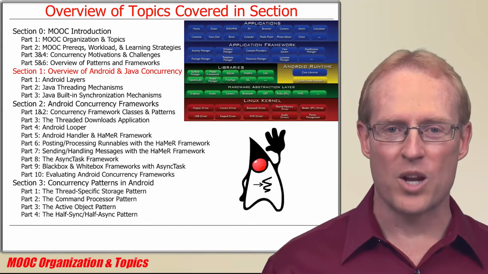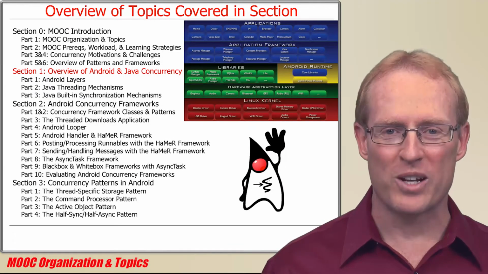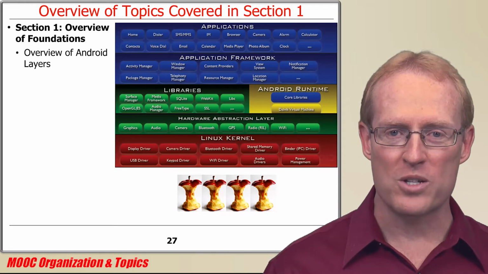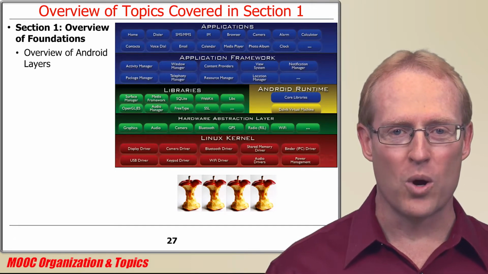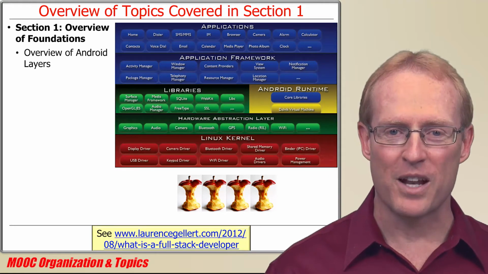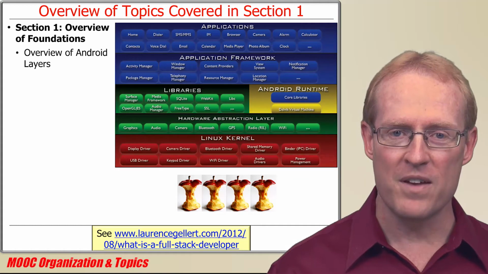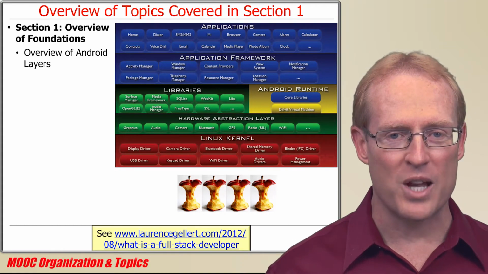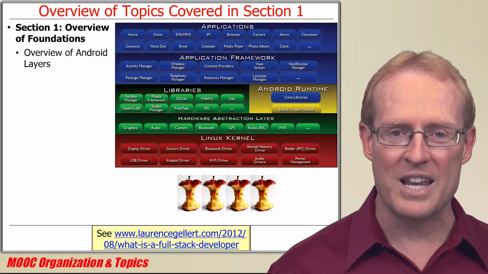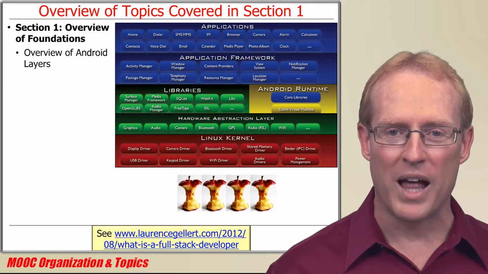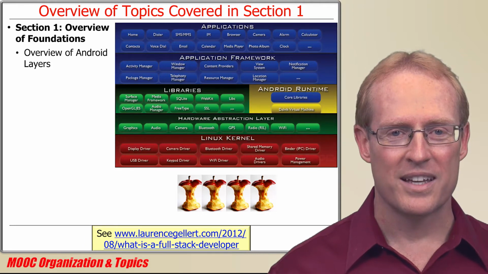Section 1 presents an overview of concurrency for Android and Java. It begins by exploring Android's layered hardware and software stack, with the goal of helping you become a full-stack developer, with general knowledge of how different layers of Android behave, as well as a specific understanding of how the capabilities at each layer in the Android stack support the concurrency needs of mobile applications and services.